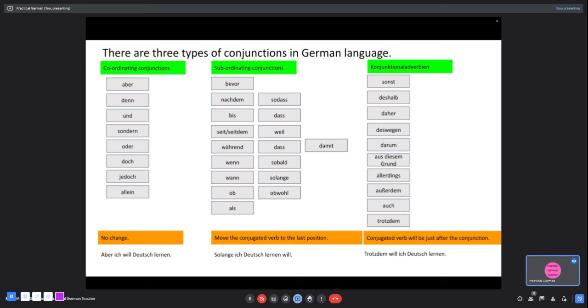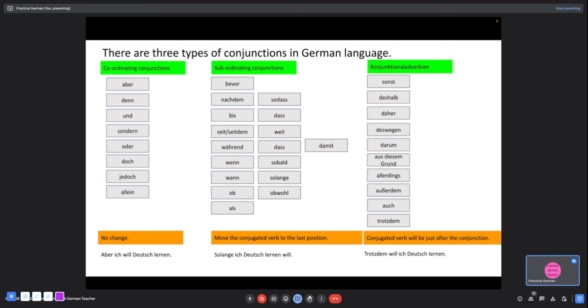Here, all you have to do is interchange the positions of the conjugated verb and the subject. Normally a sentence starts with the subject, but here it will start with the conjugated verb. Example: Ich will Deutsch lernen. If you use one of these, let's say aber, then nothing happens. The sentence still remains the same. Aber ich will Deutsch lernen.